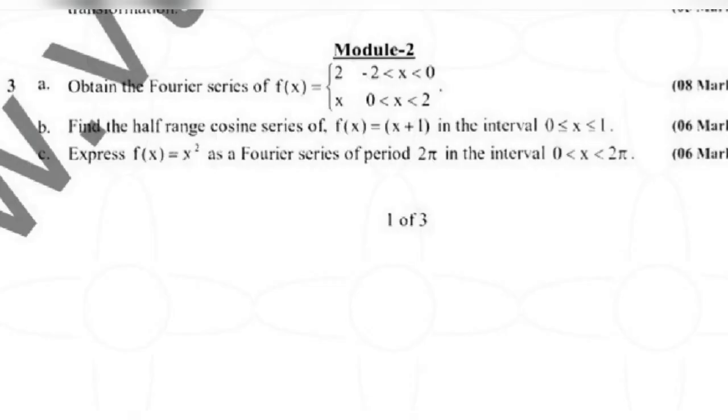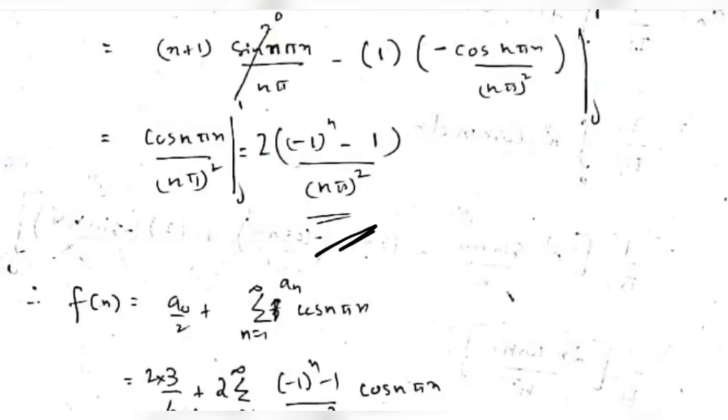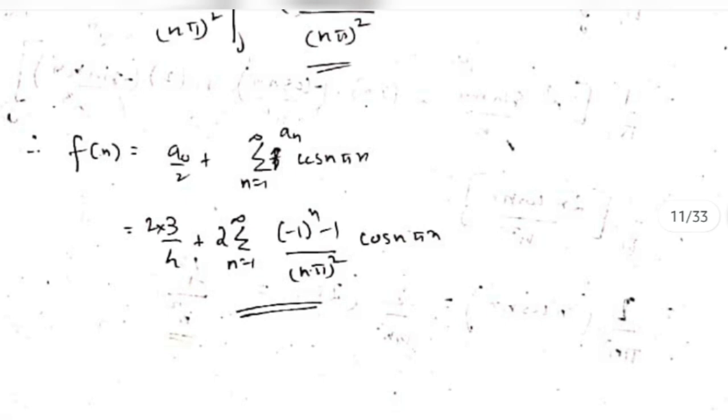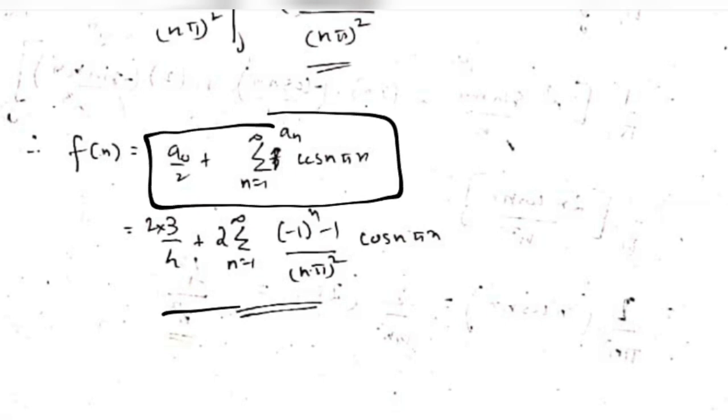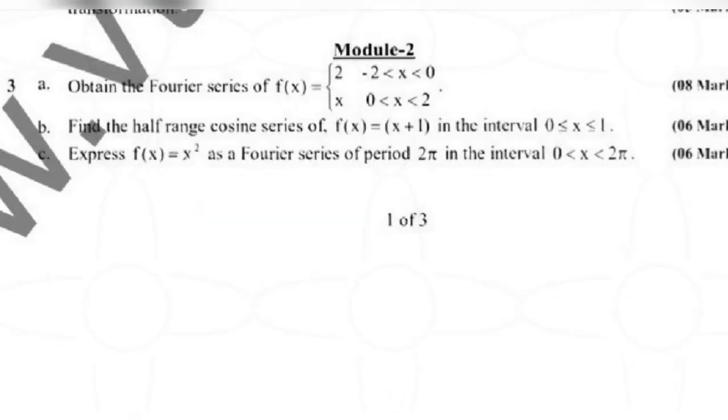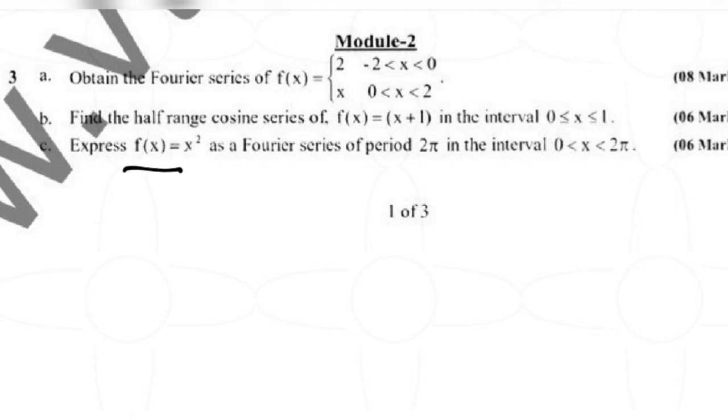In the next question we have been asked to find the half range cosine series. This is the formula for the cosine series, and we'll have a naught and a n, but not b n. We'll just substitute f of x, which is x plus 1, and find the integral for a n as well as a naught, and after doing that we'll substitute that in the standard equation, and this is your final answer.